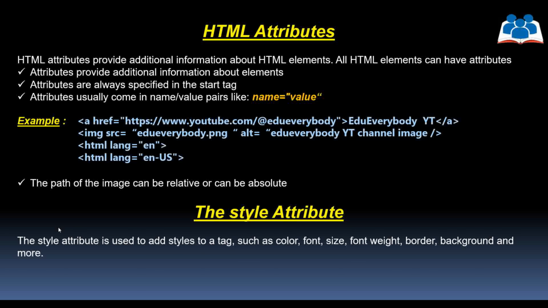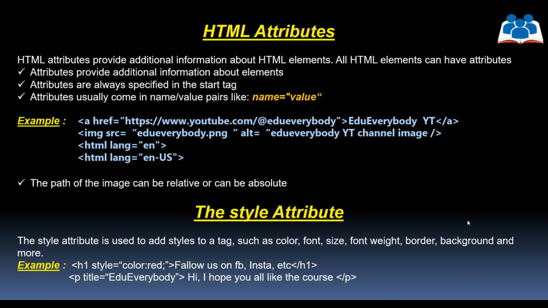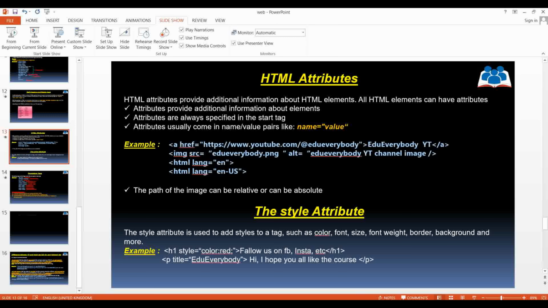We have another type of attribute, that is the style attribute. The style attribute is used to add style to a tag, such as color, font size, weight, border, background images, etc. Example, if I write an h1 tag and I want to change the color of this h1 tag to red, then I can write style equals color red. It will change the color. If we have a paragraph tag and on hovering on the paragraph tag I want a tooltip, for that I will write title equals Edu everybody. So let's go and code it first so that you can get a better idea.